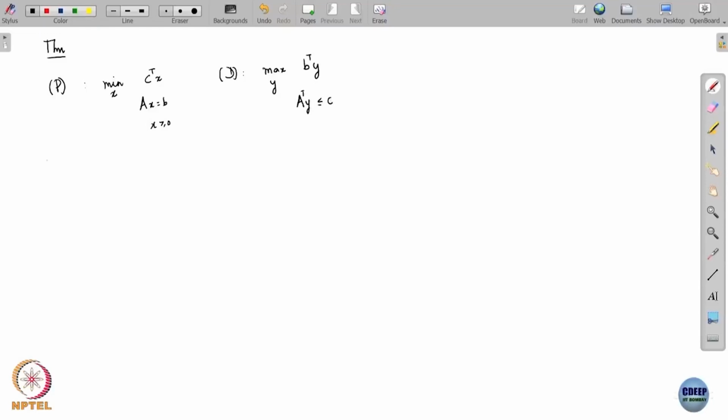And what was the theorem? The theorem said that there were two parts to it. If either primal or dual is unbounded, then the other is infeasible. This was something we argued very easily from weak duality.